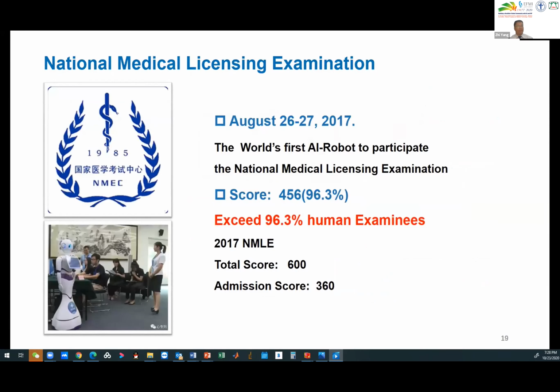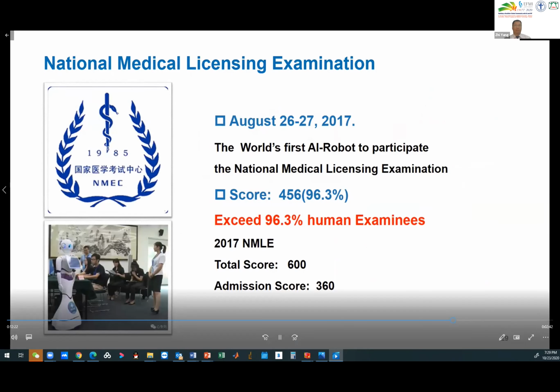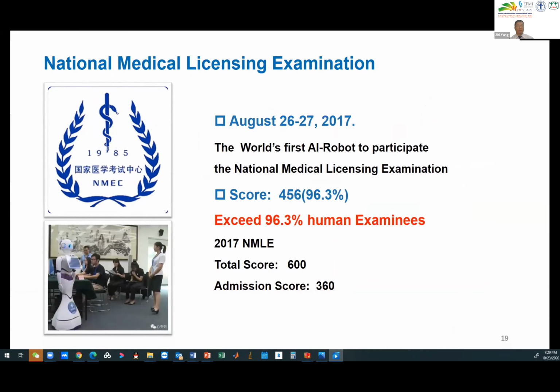The second one is about the national medical license examination. In China, passing this examination is a necessary step to become a doctor. We developed a system to participate in this examination in August 2017, together with more than 500,000 examinees. The passing line is 360 out of 600. Our system made 456, which significantly exceeds the passing line. Moreover, this score outperformed 96.3% of examinees, which was somewhat out of expectation.